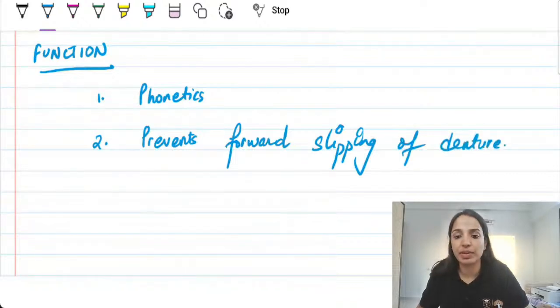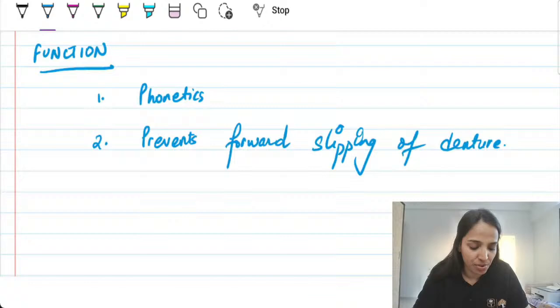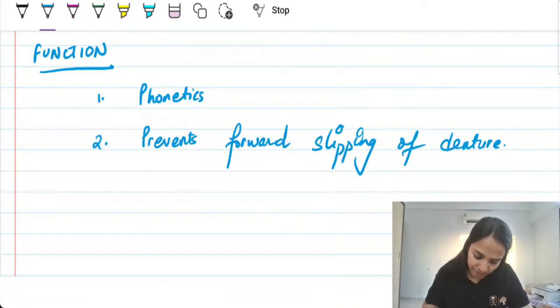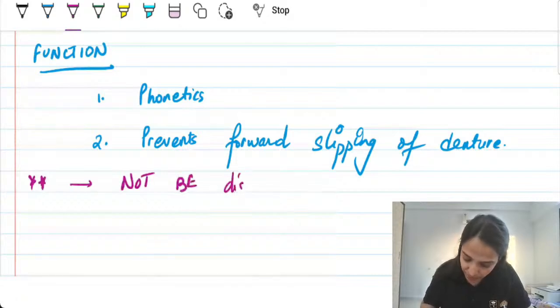So second is preventing forward slipping of the denture. Some literature mentions it as a secondary stress bearing area also. I do not consider it could be possible, but just remember, it could be a secondary stress bearing area. Now, the most important point which we need to remember is that it should not be distorted while making an impression.